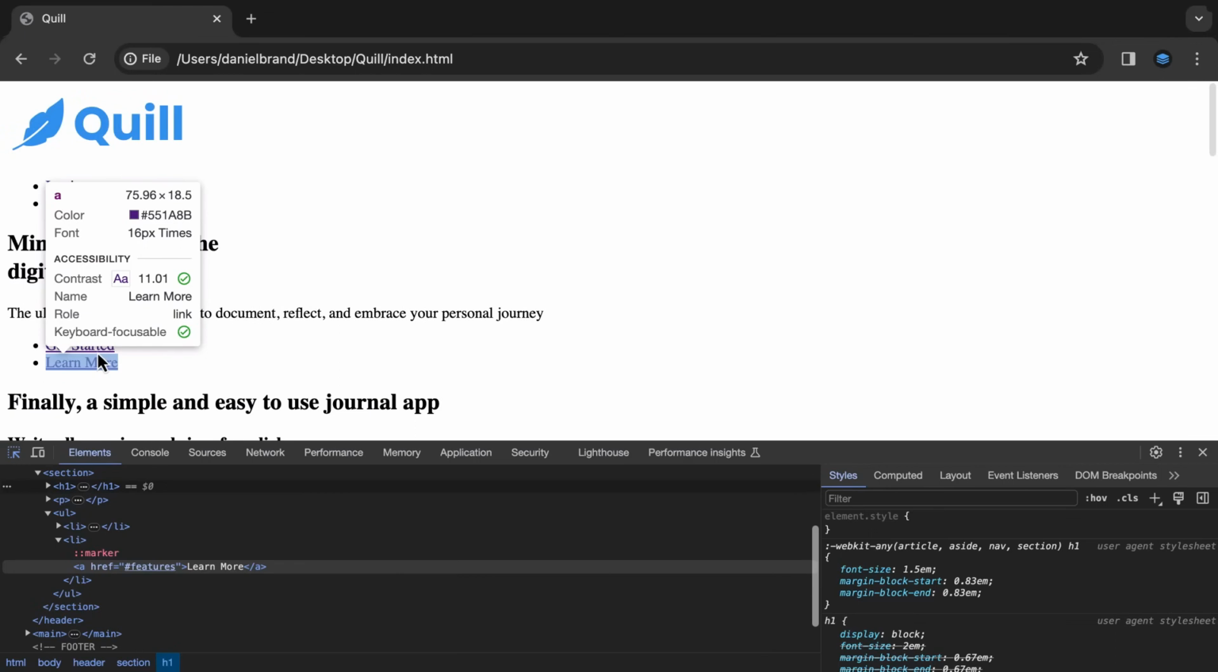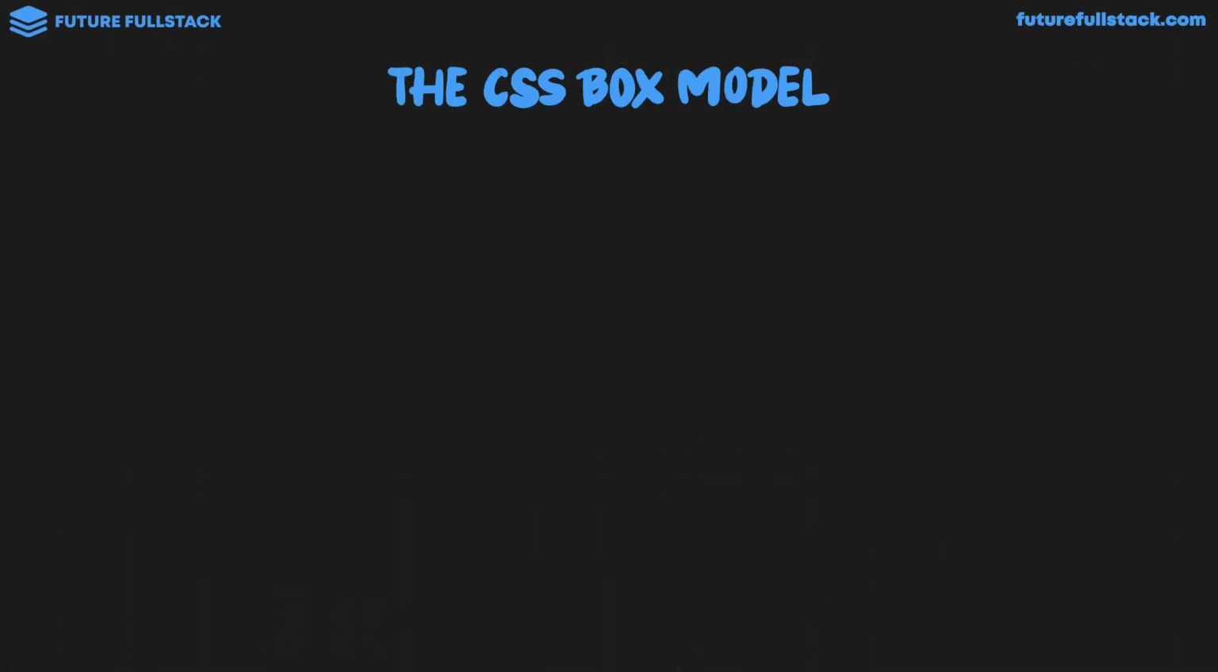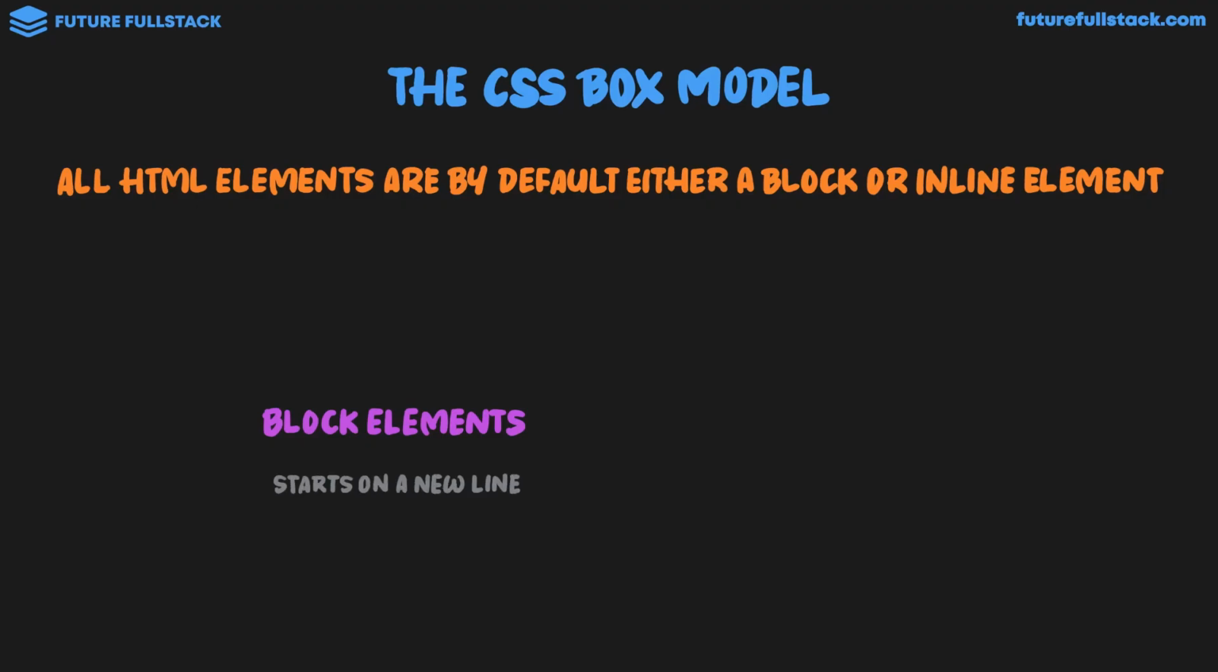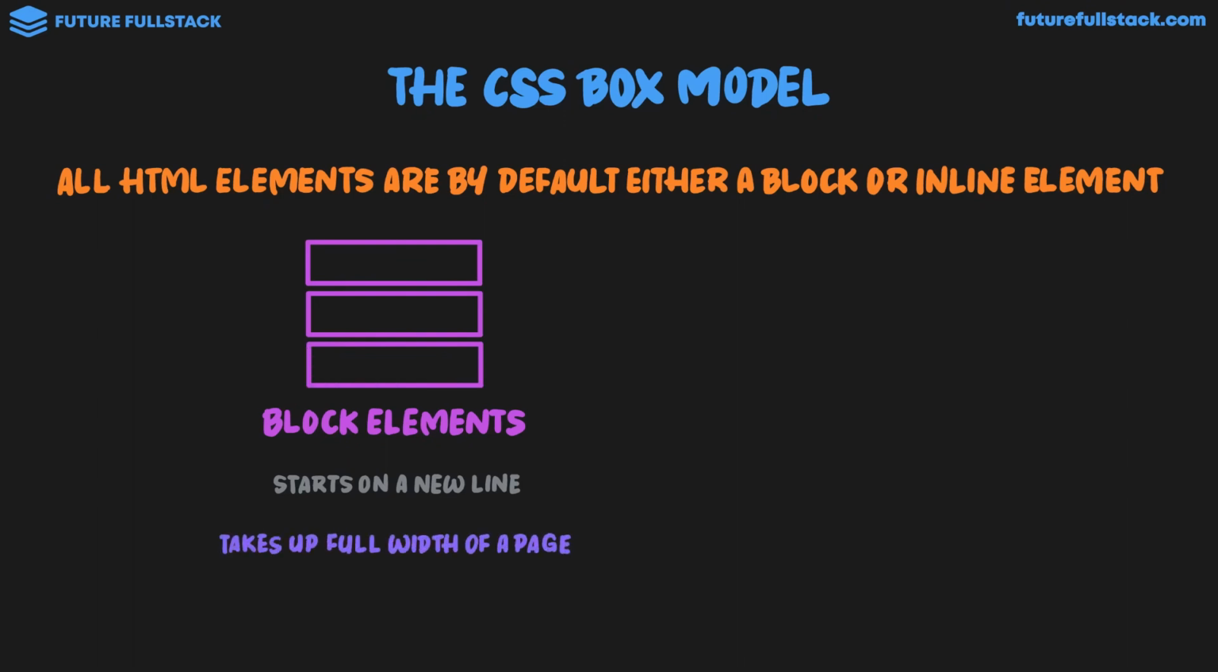Now these invisible boxes will either be block or inline. We have already covered this concept in the HTML section, but it's worth recapping because it is critical to understand when working with CSS, and it can be a bit confusing when first starting out. All HTML elements are by default either a block or inline element. Let's first look at block elements. Block elements always start on a new line. We can represent block elements like this. Block elements always take up the full width of a page. Some examples of block elements are headings, paragraphs, unordered lists, and list tags.